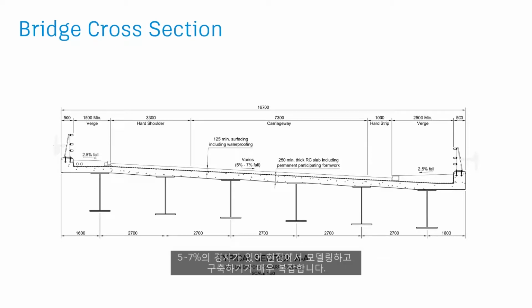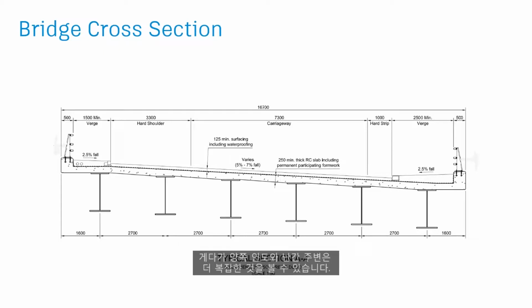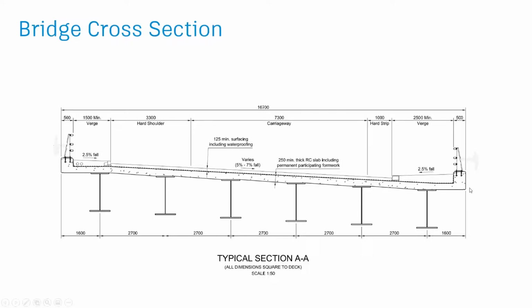You can see it has varying crossfall between 5 and 7%. So it's going to be quite complex to model and build out in the field. It has roughly 7.3 meters of travelway or carriageway and about 4.3 meters of shoulder. You can see additionally, we have some more complexity based around footpaths each side with a parapet. 250 mil thick concrete deck with 125 mil surface layers, and we have provision for 6 steel plate girders.